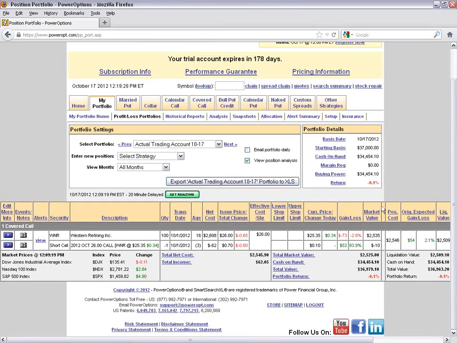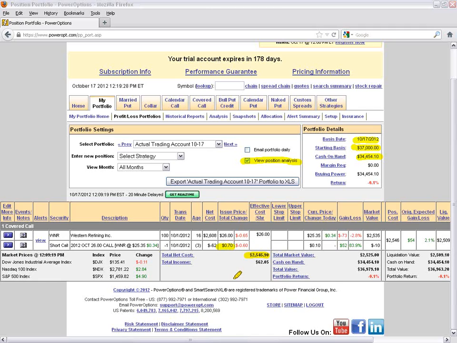All right, so now we have our covered call. And the system knew that I had selected the view position analysis for one portfolio, so it's going to keep it for all portfolios. We can see in our details, we started this, a little strange, but we created this portfolio on October 17th, even though we're entering older positions. And we see that our starting basis was $37,000. That's listed for us. But our new cash on hand is $34,454. That, of course, again, is the cost of entering our covered call, the net debit, which was $2,545 and 90 cents.